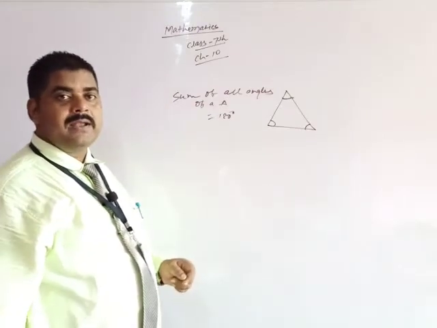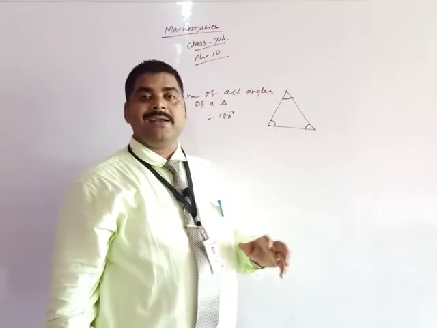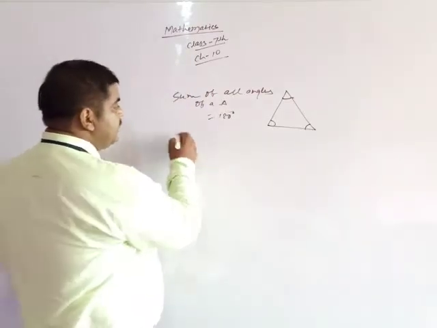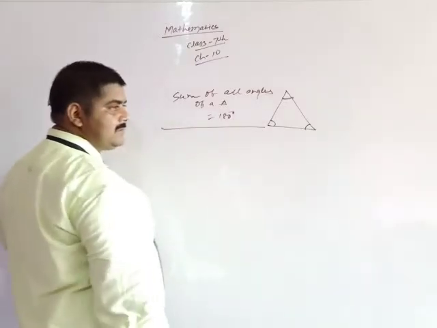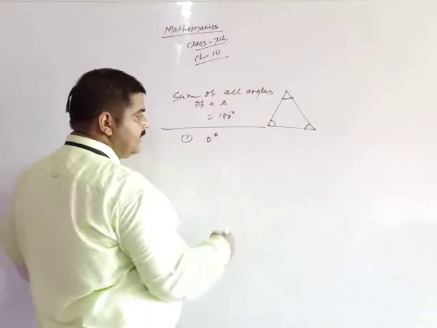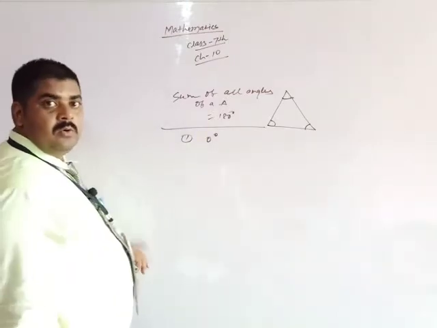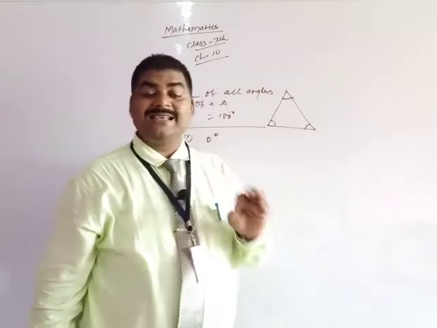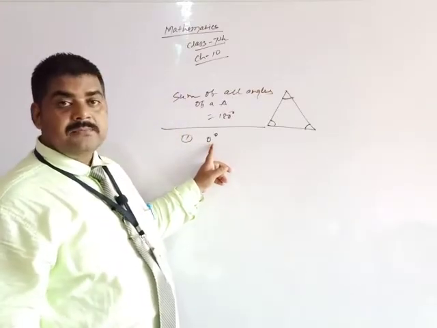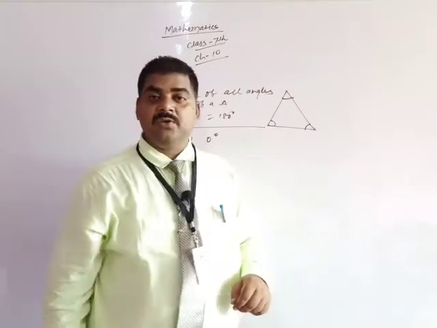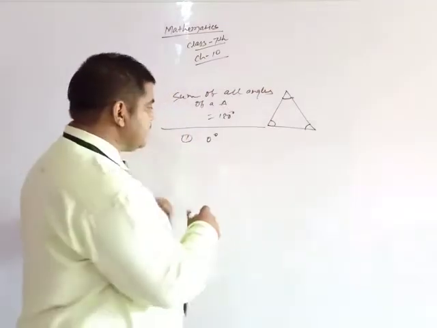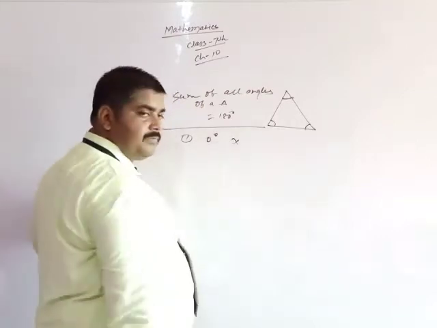And from 0 to 180 degrees, what are the possibilities of different types of angles? The first type is 0 degrees, and you know that not a single angle of a triangle can be 0 degrees. Why? Because if it has 0 degrees, then it cannot be a closed figure. So there is no chance of it being 0 degrees.